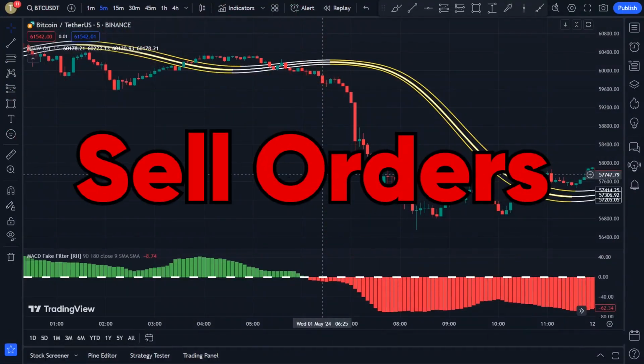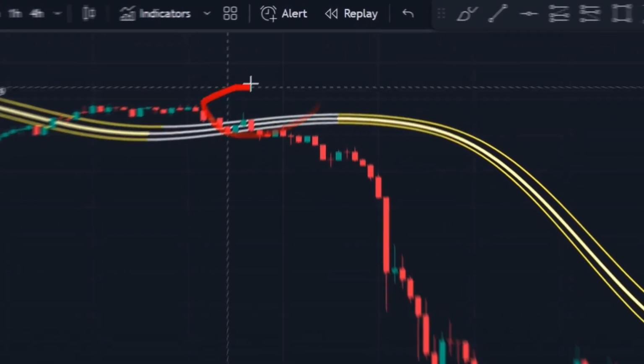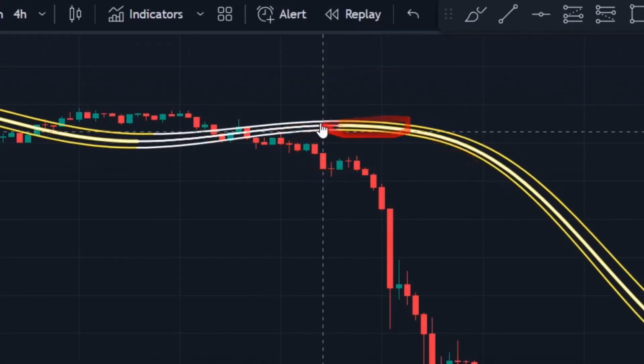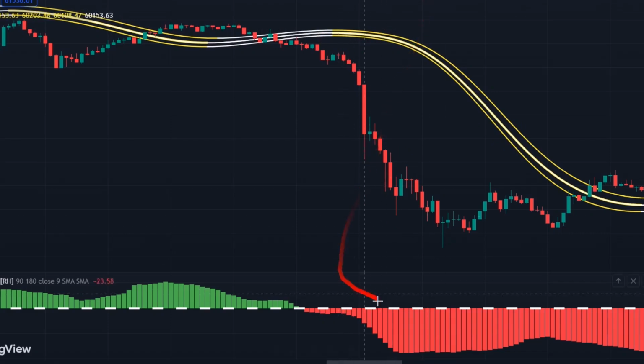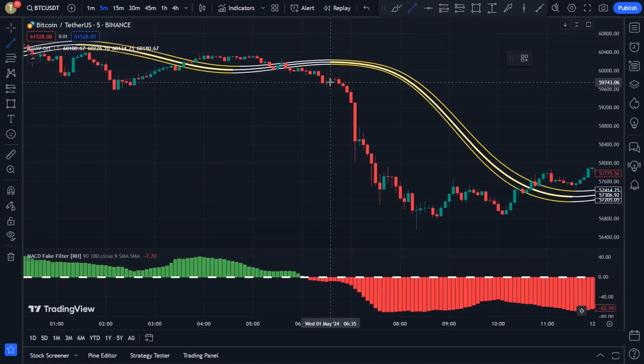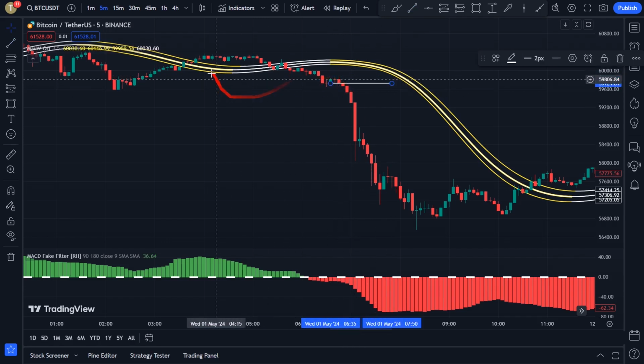For sell orders, we need to do the opposite, meaning that to make sure that the 3 lines on the chart have changed color to yellow. Then we should look at the histogram and make sure it's red at this point and below the zero line. Now that everything is okay, we understand that we have found the appropriate entry point.